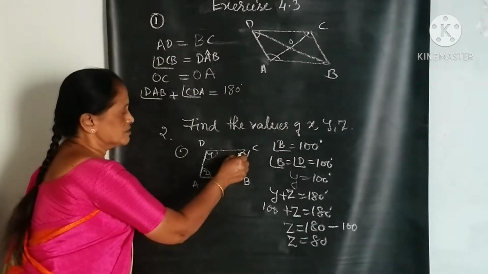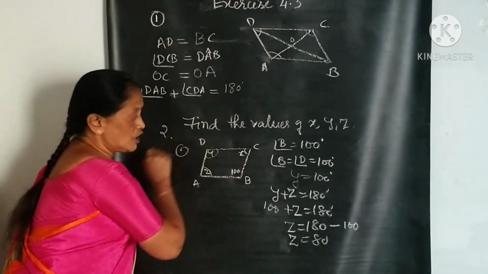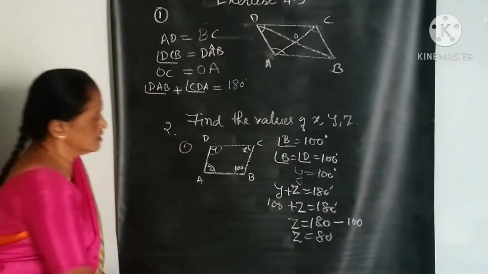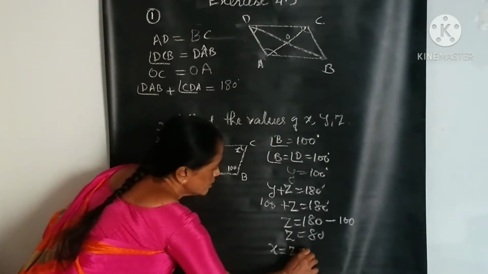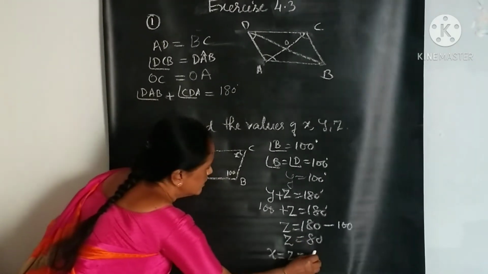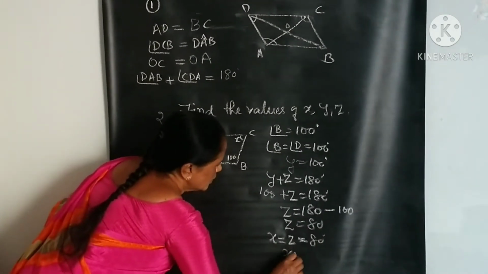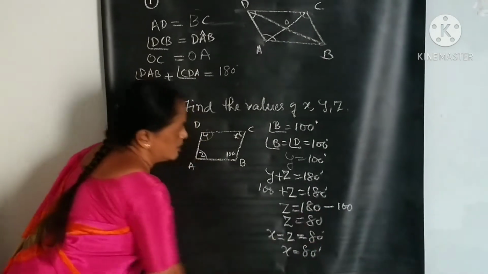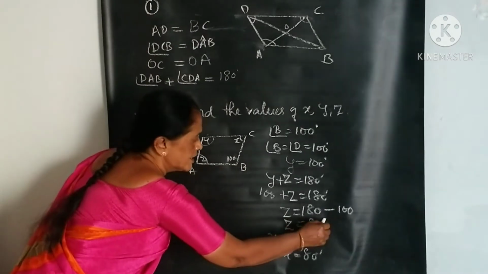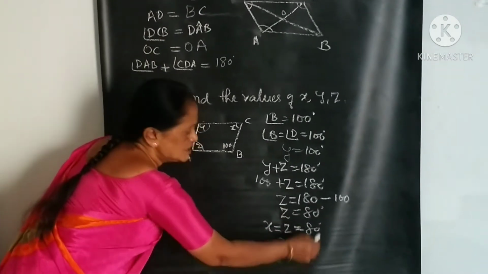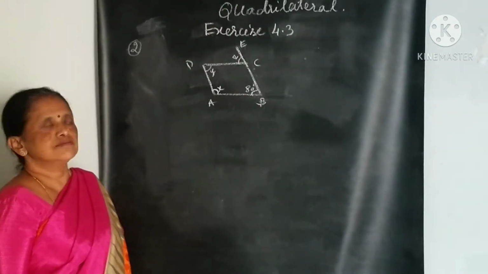Then find X. Z and X are opposite angles. They are equal. Therefore, X is equal to Z, which equals how much? 80 degrees. So, X is equal to 80 degrees. Angle Y is 100, angle Z is 80 degrees, and angle X is 80 degrees.